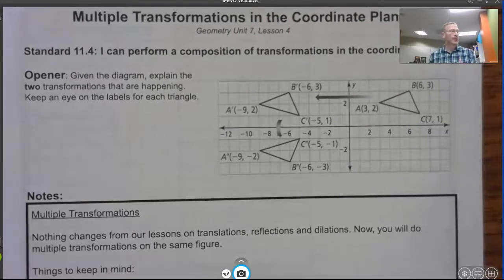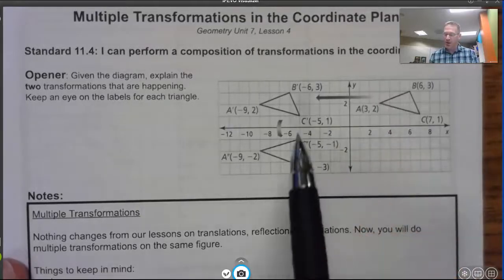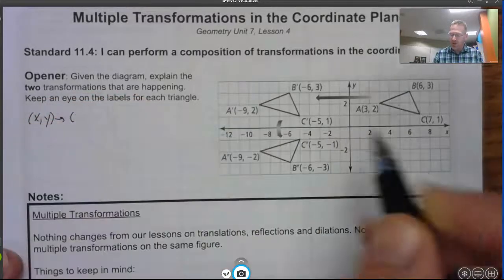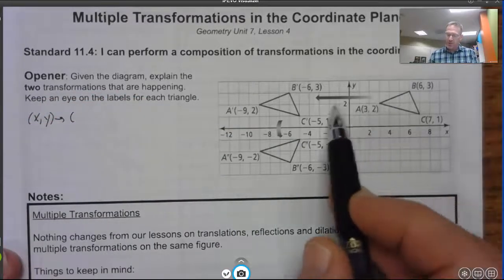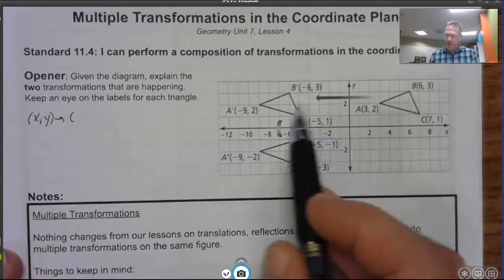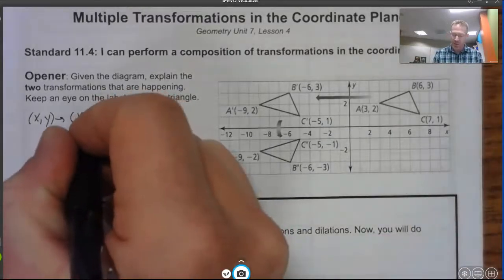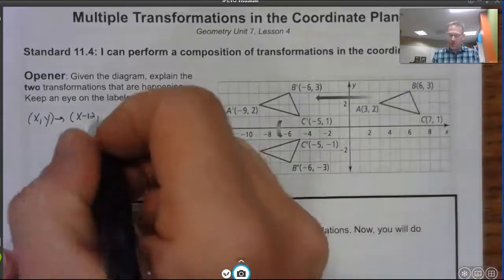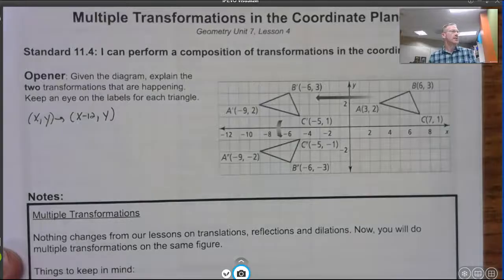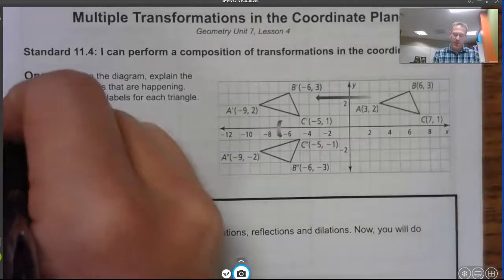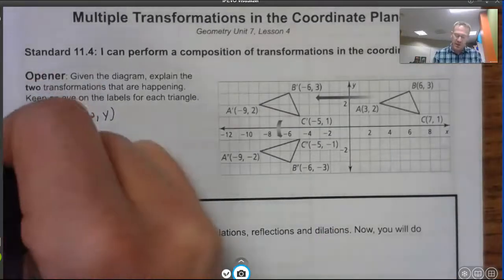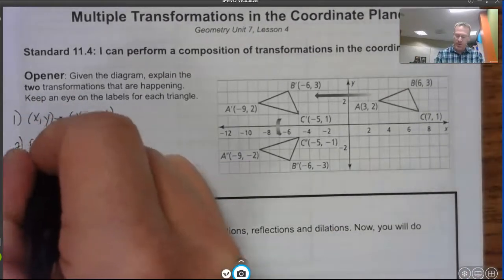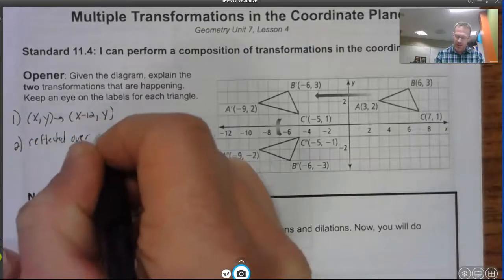All right, so now when we look at what we did, the first one here is one of our translations, right? So if we think about our rule, we translated this to the left, so that went from 3 to -9, so that was left 12, so x minus 12, and notice our y's didn't change, so 3 to 3, 2 to 2, 1 to 1, so that would just be y, so that was a translation. All right, and that was the first thing that we did. And you can see that the second step, then we just reflected over the x-axis, right?